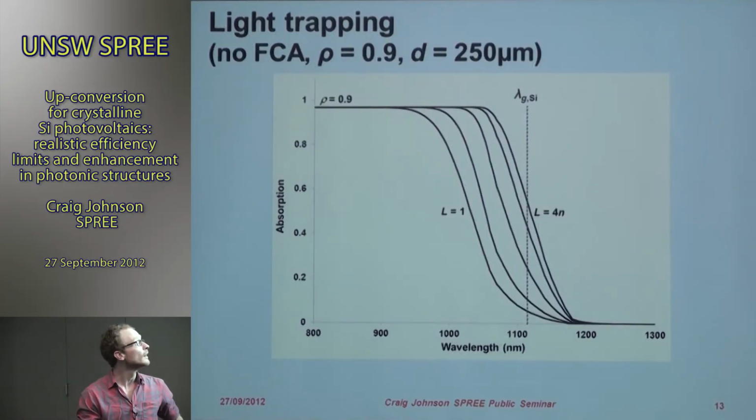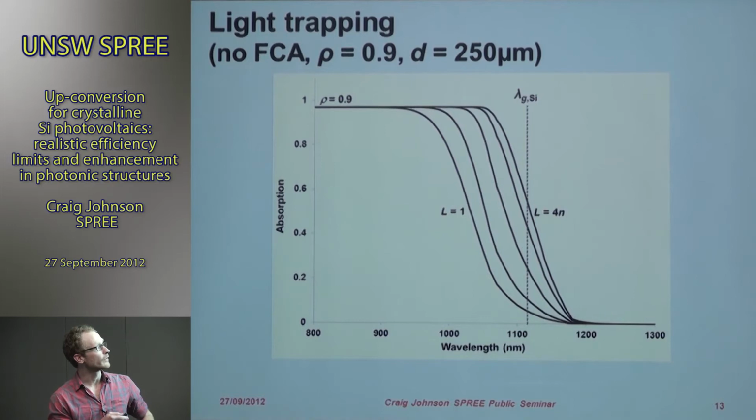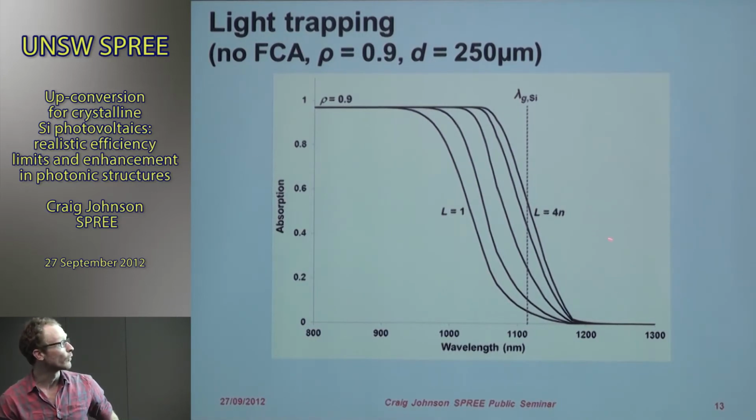Second is light trapping. In this case, with no free carrier absorption, you can see light trapping has the effect of just pushing out the edge of the absorption band, and you can actually get substantial absorption beyond the nominal band edge of silicon, where 4n² is the light trapping limit.